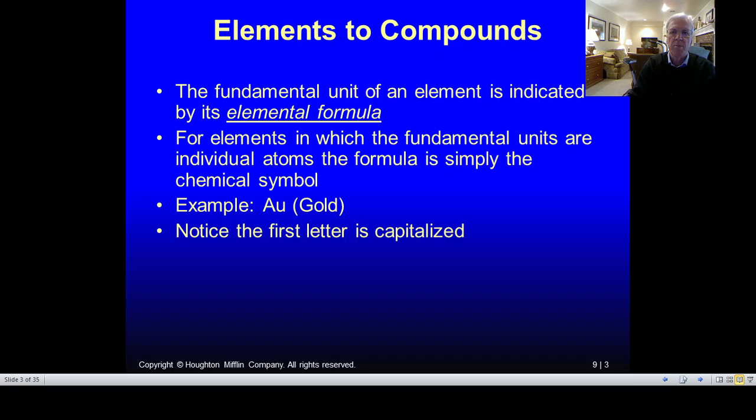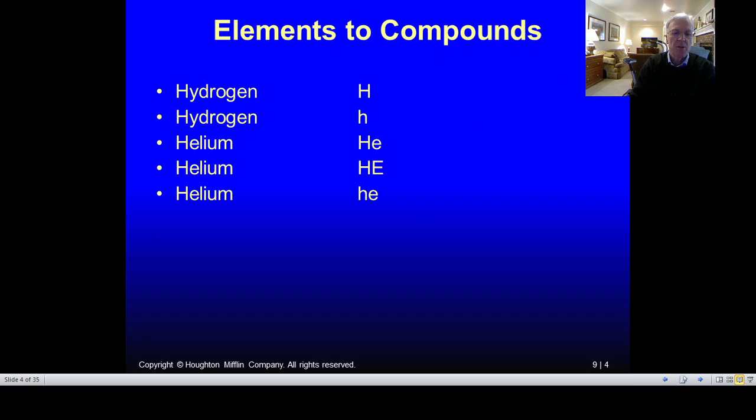For example, the symbol for gold is Au. That's capital A, small lowercase u. That's not Auburn University, it's Au. Notice that the first letter is always capitalized. So for example, the symbol for hydrogen is capital H, not lowercase h.